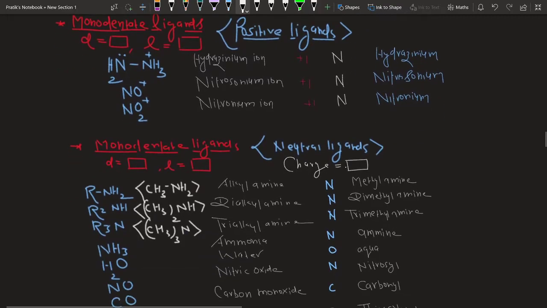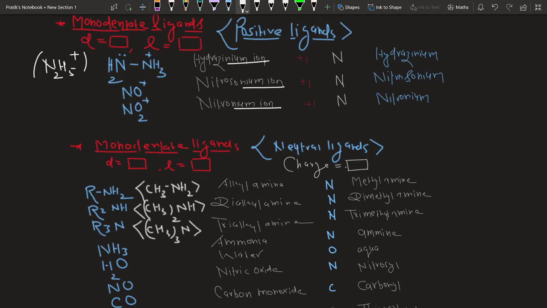See, monodentate ligands which are acting as positive ligands. Mostly in case of positive, onium comes. If you see hydrazinium, nitrosonium, nitronium, if the onium suffix comes, it is positive. So this formula can be written like this also: N2, count the number of hydrogen, it is N2H5 plus. It is referred to as hydrazinium ion.